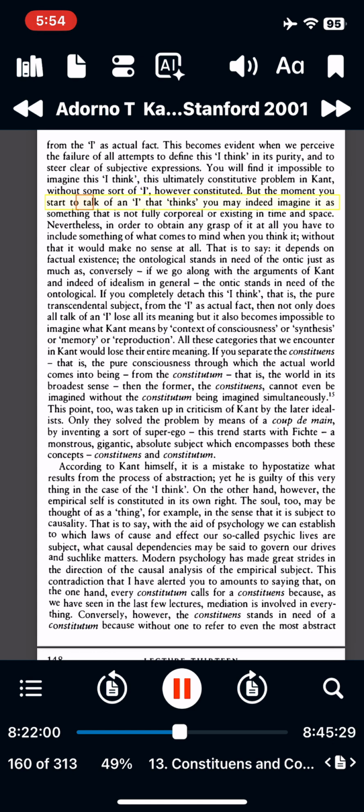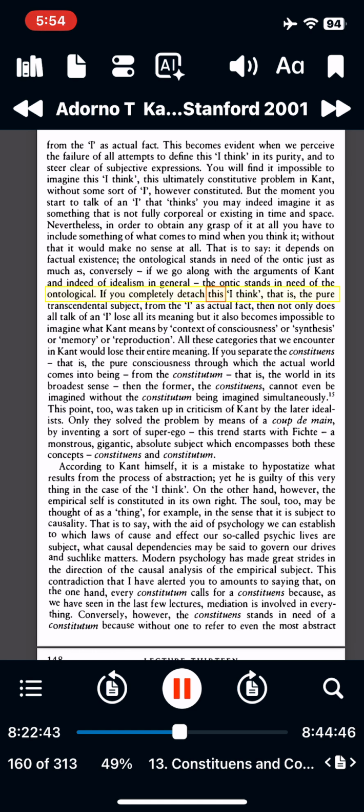But the moment you start to talk of an I that thinks, you may indeed imagine it as something that is not fully corporeal or existing in time and space. Nevertheless, in order to obtain any grasp of it at all, you have to include something of what comes to mind when you think it. Without that it would make no sense at all. That is to say, it depends on factual existence. The ontological stands in need of the ontic just as much as, conversely, if we go along with the arguments of Kant and indeed of idealism in general, the ontic stands in need of the ontological.